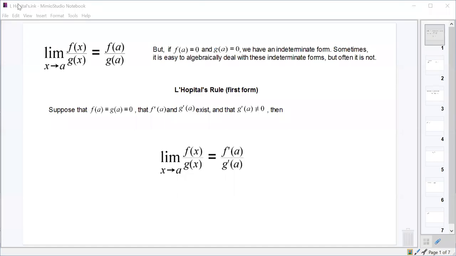And L'Hopital's rule is a method for determining limits when they're in the form 0 over 0. So you guys are familiar with that indeterminate form, right? We've dealt with that indeterminate form a little bit before. What are some of the ways we've dealt with 0 over 0 previously?